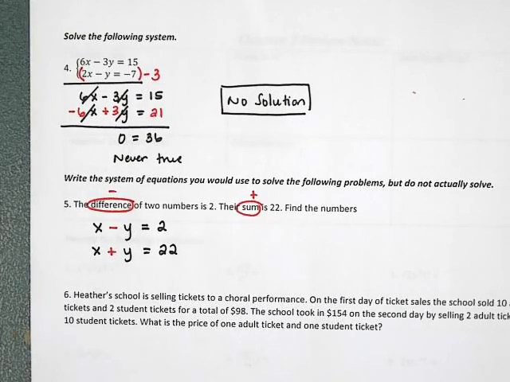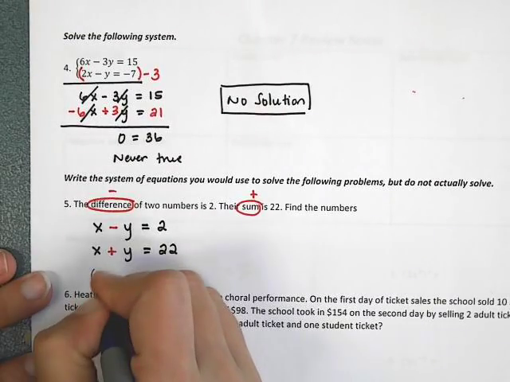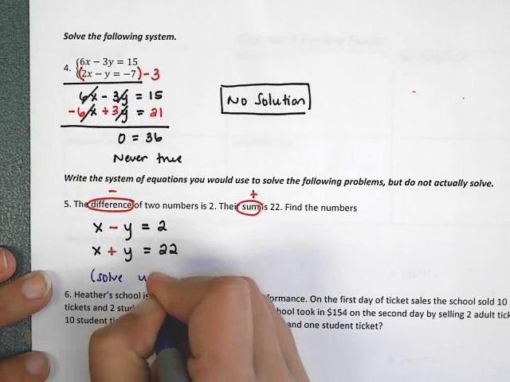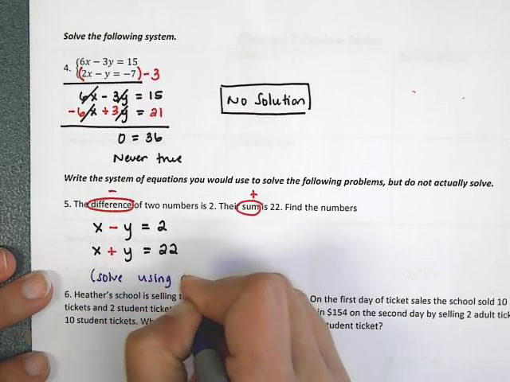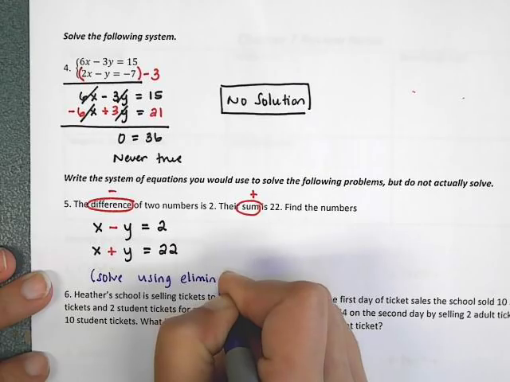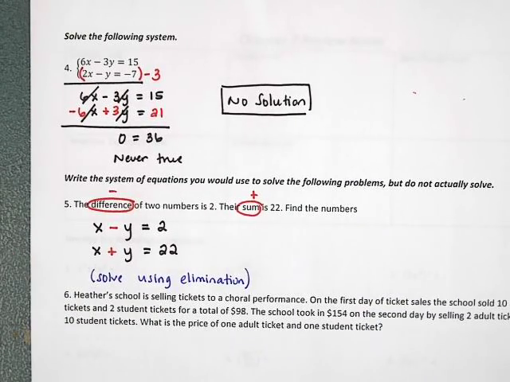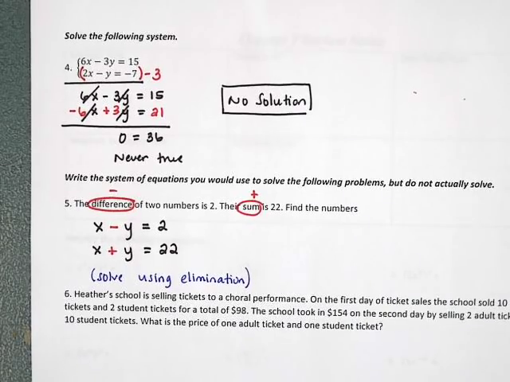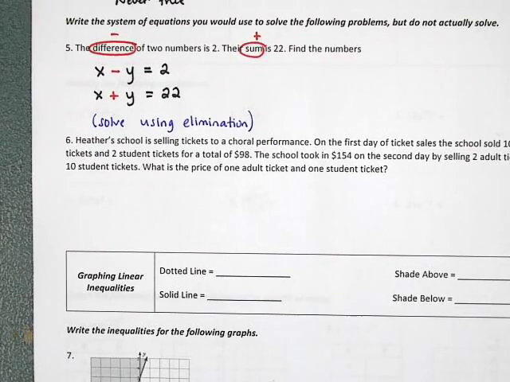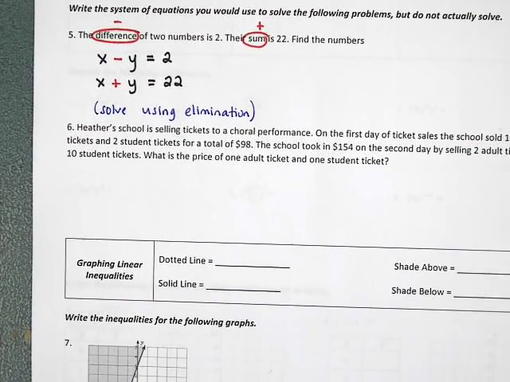Now if I did want to solve this, I would probably solve it using elimination. But we're not going to spend our time right now solving that because we did just practice solving using elimination twice. For problem 6, it says Heather's school is selling tickets to a choral performance.